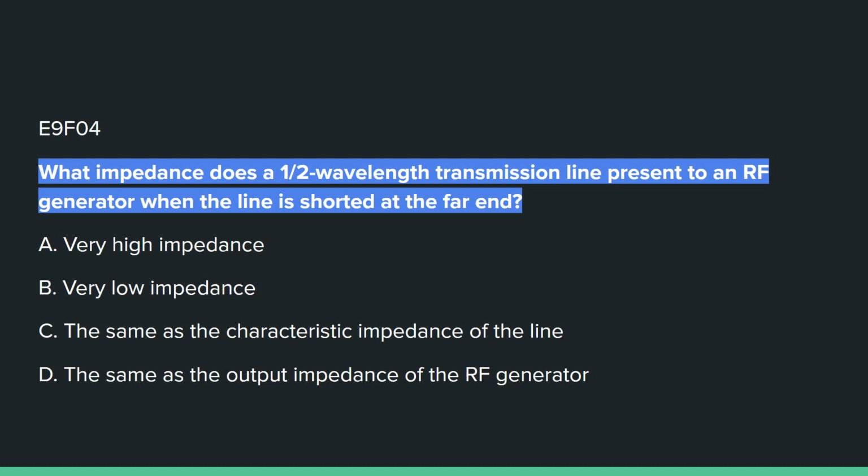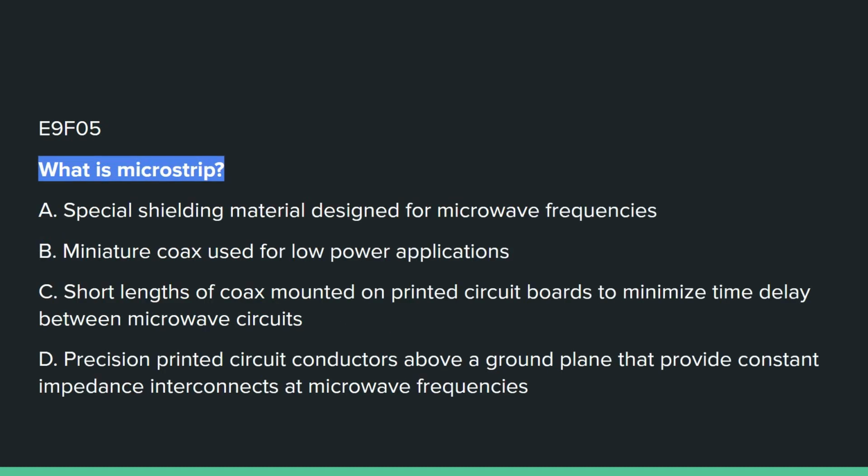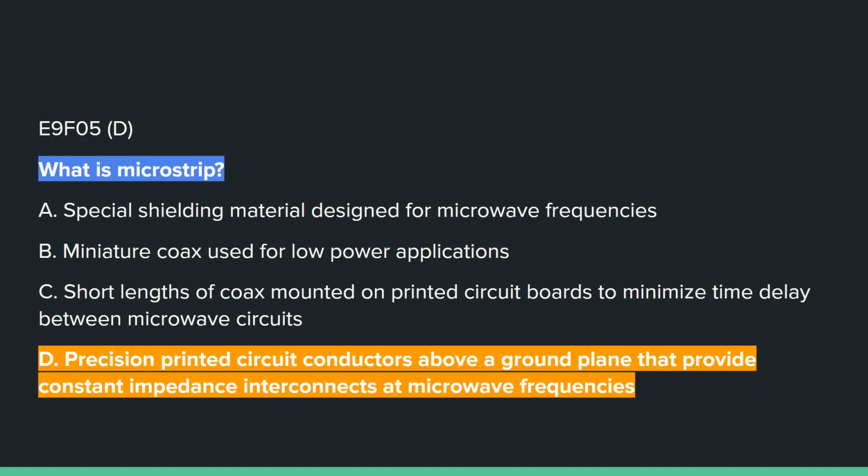E9F04, what impedance does a quarter or half wavelength transmission line present to an RF generator when the line is shorted at the far end? B. Very low impedance. E9F05, what is microstrip? And that's D. Precision printed circuit conductors above a ground plane that provide a constant impedance interconnect at microwave frequencies.